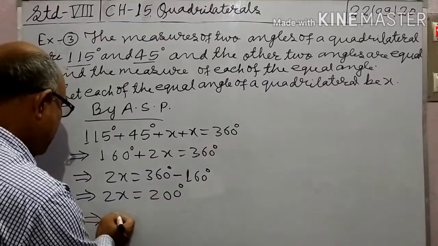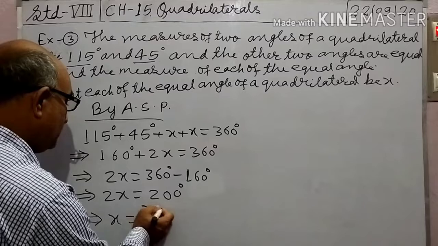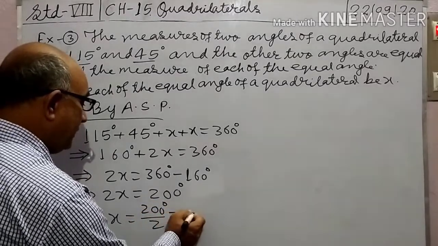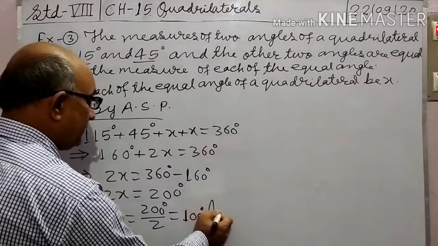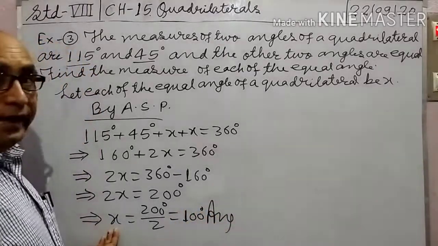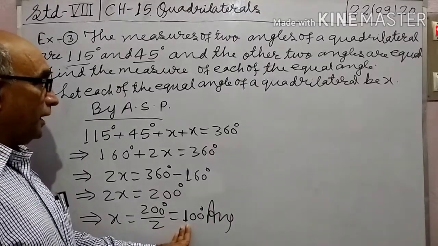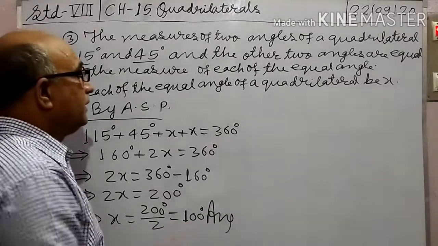That implies x equals 200 degrees by 2, equals 100 degrees. Answer. Each equal angle is x, so each equal angle of the quadrilateral will be 100 degrees.